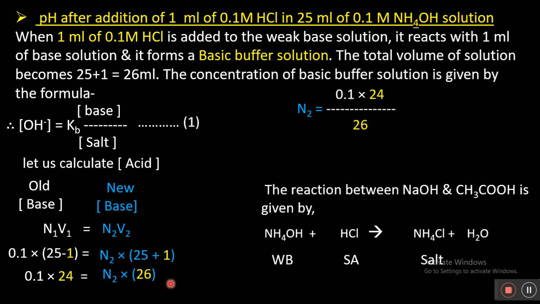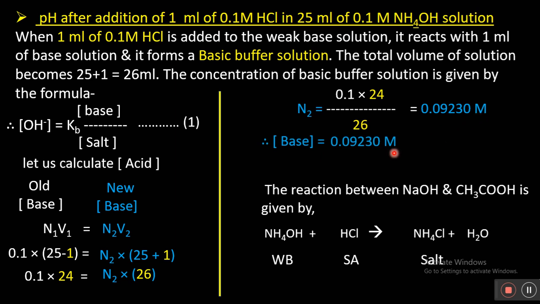Rearranging this equation, I am taking this 26 to the left hand side. Therefore N2 equals 0.1 into 24 upon 26. Now simplify this, and we get the concentration N2 equal to 0.09230 molar. Therefore the base concentration will be this much.